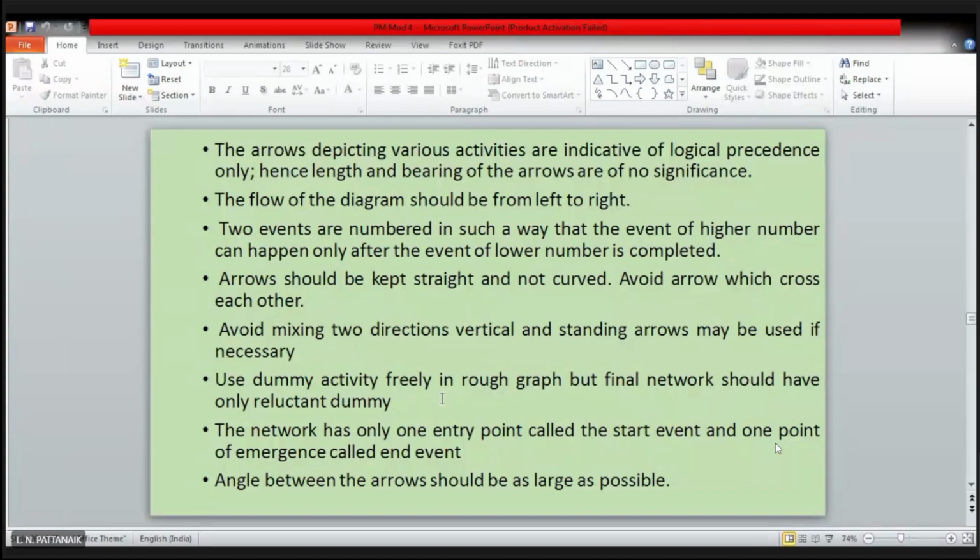The network has only one entry point called the start event and one point of emergence called the end. Okay, this is also very interesting. What is an event? Event is that node, that circle or that square from which one activity or arrow starts, right? So the rule says your whole project or your whole network diagram should have a single node at the starting point, and it should also have one event or node at the end. There should not be multiple nodes at the end. If there are multiple nodes, that means some events are just dangling out of the network diagram.